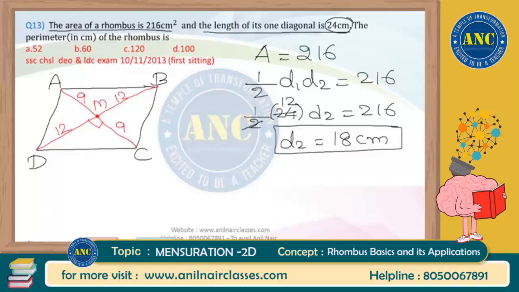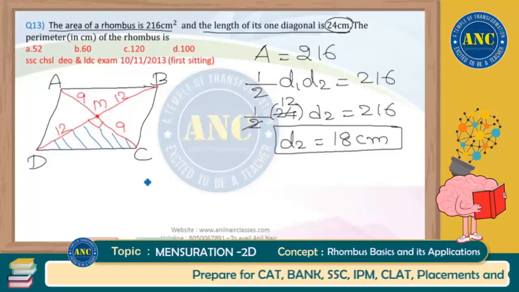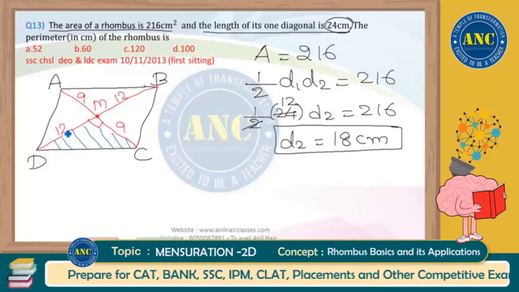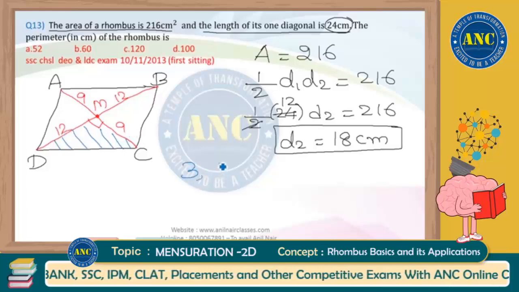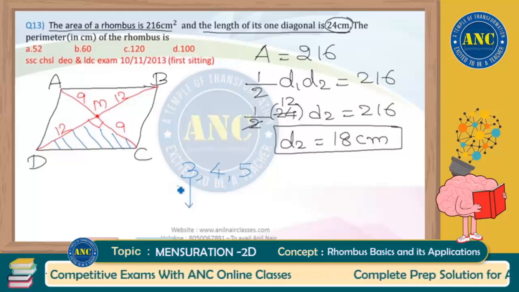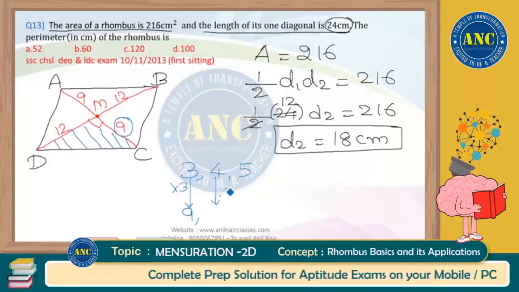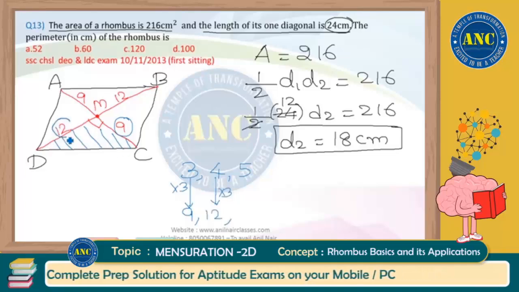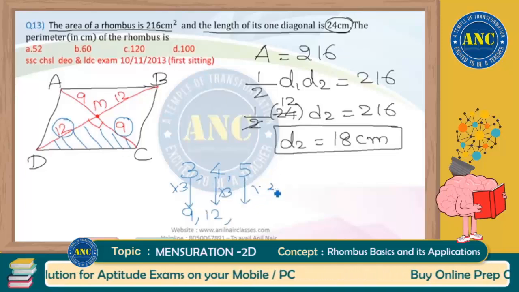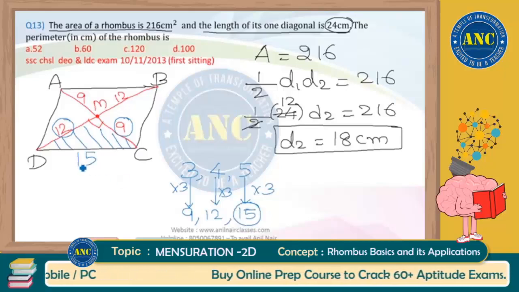If I take this right angle triangle, you can take any right angle triangle. I am always in the habit of taking this bottom part so that it will be clearly visible. Now this side is 12, this is 9. We have a basic Pythagorean triplet 3 4 5. 3 into 3 is 9, that is one of the sides. 4 into 3 is 12, that is the other side. Therefore 5 into 3 should be 15, that is the length of the side of the rhombus. So the side of the rhombus is 15.